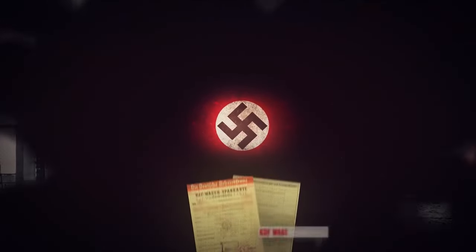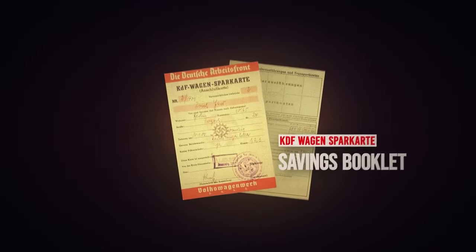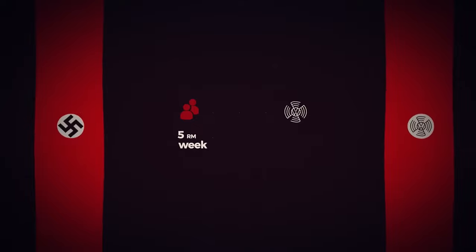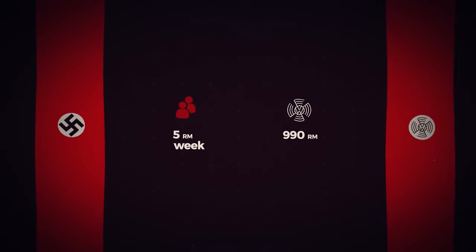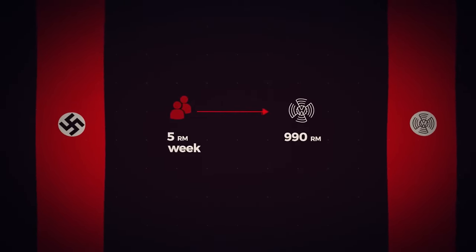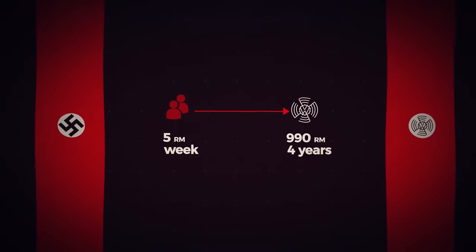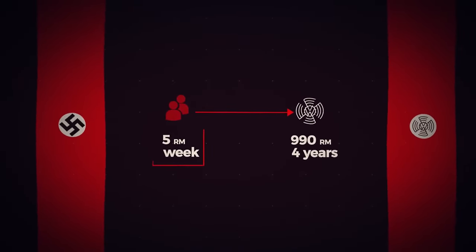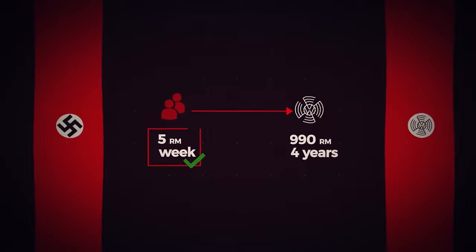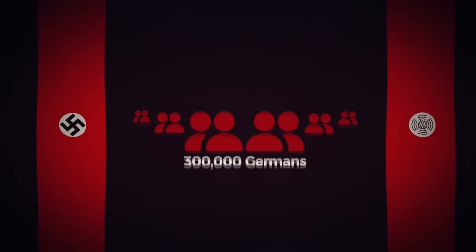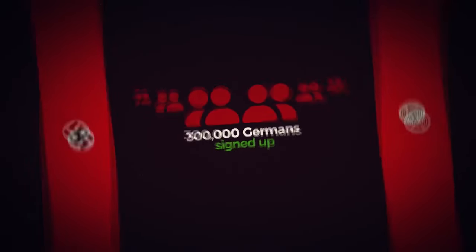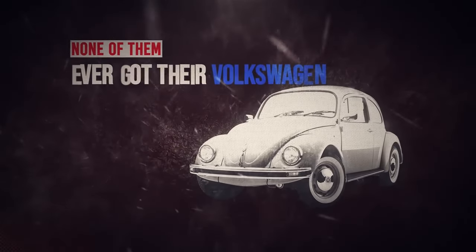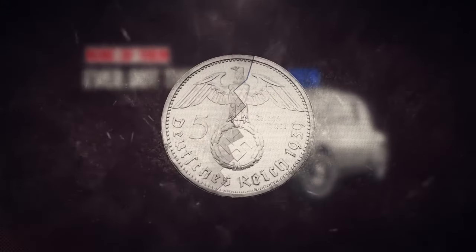The Nazis came up with the idea of a savings booklet. If citizens paid 5 Reichsmarks every week until they reached the full price of 990, then they could get their Volkswagen in a little under 4 years, when the full amount was paid off. 5 Reichsmarks a week was a reasonable rate for most working class Germans, and so over 300,000 Germans signed up. But none of them ever got their Volkswagen, and all of their hard-earned savings would be lost.